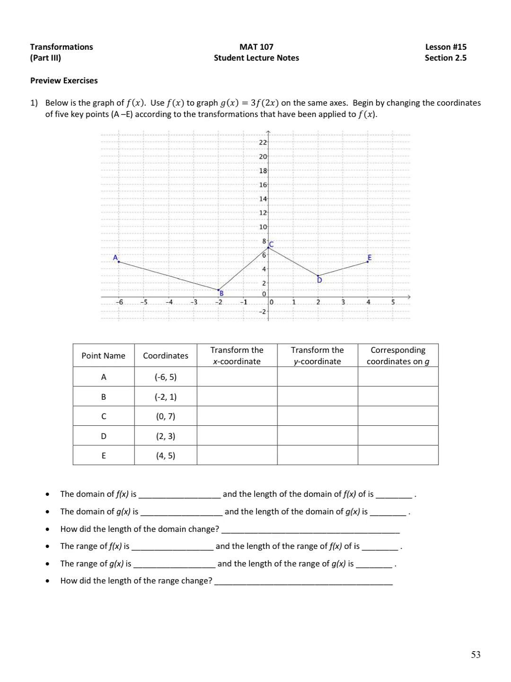We want to use that graph to graph g of x, which is 3 times f of 2x, on the same set of axes. So we're going to start by changing the coordinates of the 5 key points, A, B, C, D, and E, according to the transformations that have been applied to f. The transformations are this 2 on the inside and this 3 on the outside.